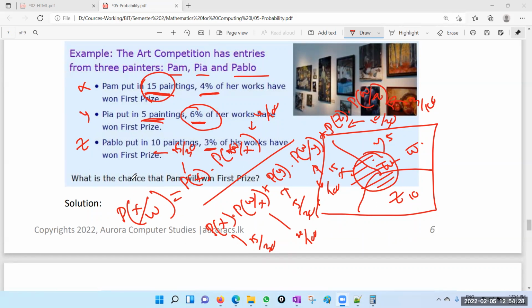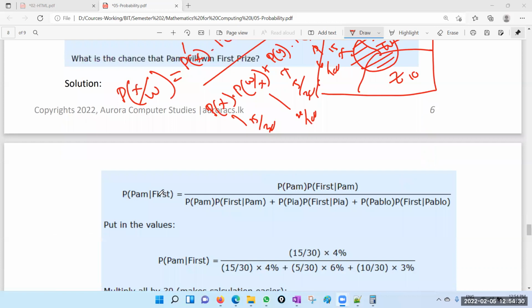So this is different. If this person won and took the first prize, the probability that the first prize was taken by Pam. So that is Bayes' theorem. There's another one called the total probability law. We can use it to find the other thing, but that is not in your syllabus. Okay?